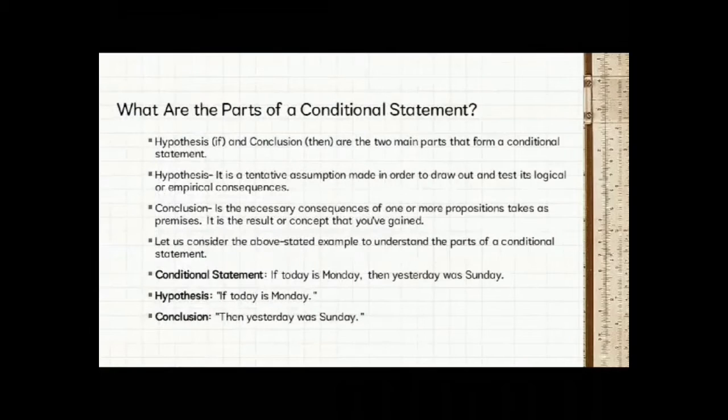So, what are the parts of a conditional statement? A conditional statement is composed of two main parts. Those main parts are the hypothesis, which is denoted as if, and the conclusion, as then. A hypothesis is a tentative assumption made in order to draw out and test its logical or empirical consequences, while the conclusion is the necessary consequence of one or more propositions taken as premises. It is also the result or the concept you gain from the hypothesis.